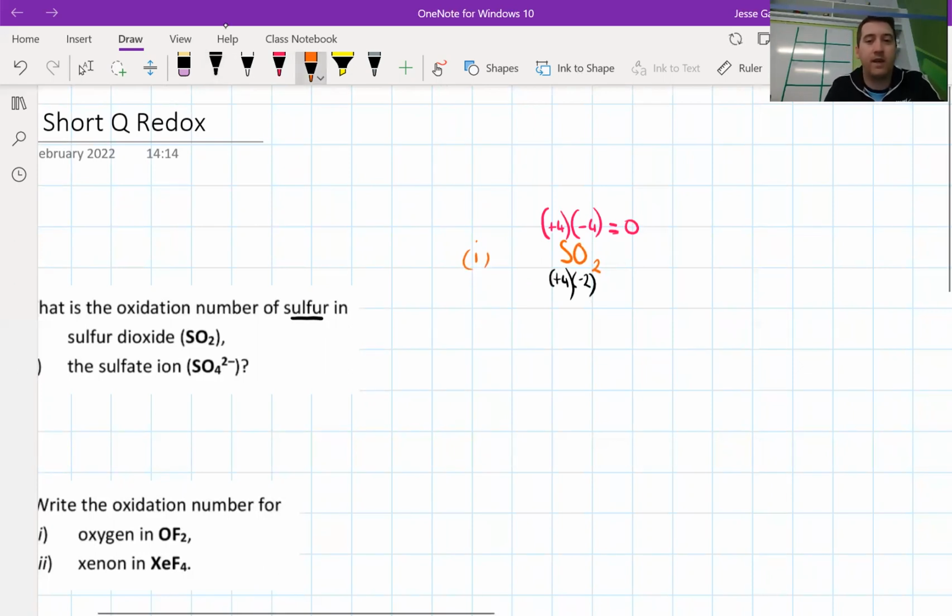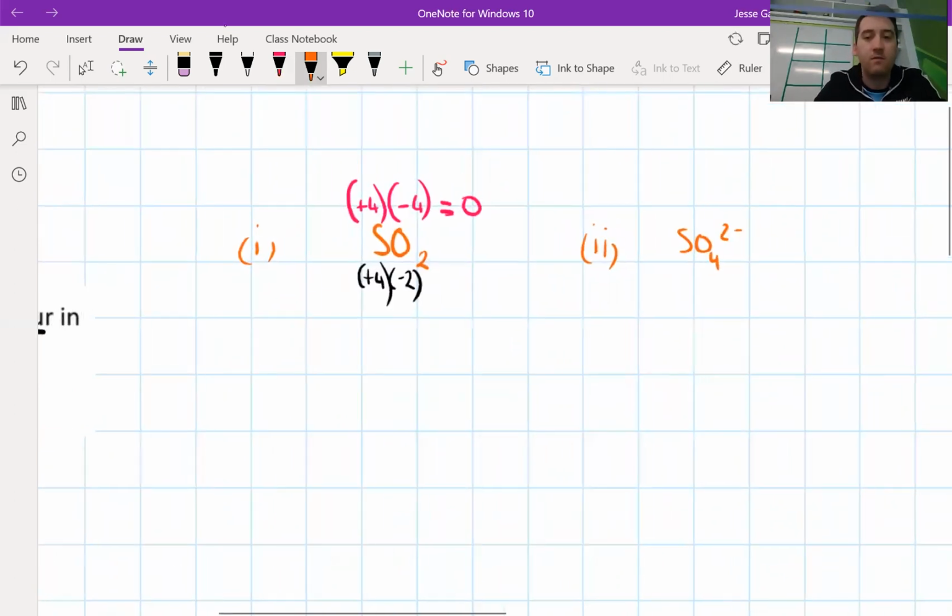Number 2 is find the oxidation number of sulfur in the sulfate ion. So this time it's SO4 2-. Okay, so go ahead, pause the video and see can you work this one out.